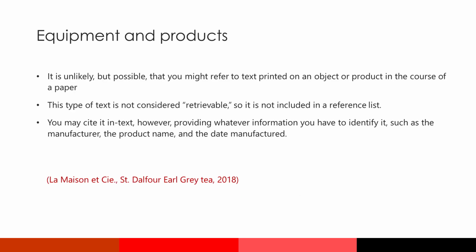Finally, it is not very likely, but it is possible that you might at some point want to cite text printed on a piece of equipment or a consumer product in a research paper. This kind of information is not considered retrievable, so like an unpublished interview, you leave it out of your reference list. To cite it in text, though, you will need to include the manufacturer name, the name of the product or equipment, and the date it was manufactured.